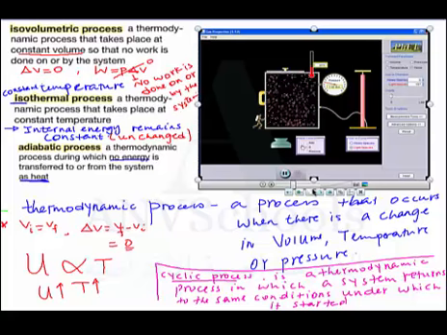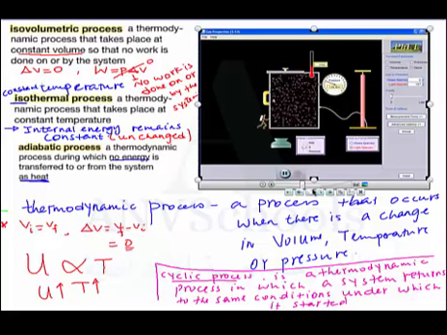The second is the isothermal process. That is a thermodynamic process that takes place at a constant temperature. So the temperature is constant. That means the internal energy of the system remains unchanged. It remains constant because the internal energy of a system is directly proportional to the temperature. As the temperature increases, the internal energy also increases. As the temperature drops, the internal energy decreases.